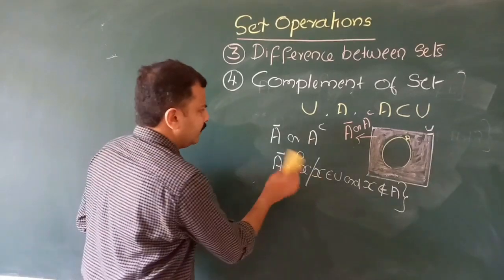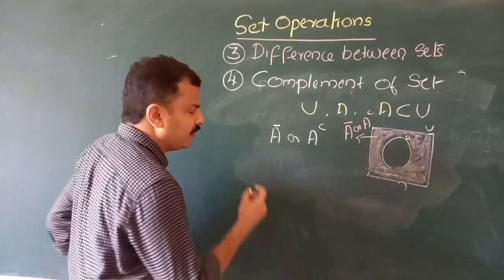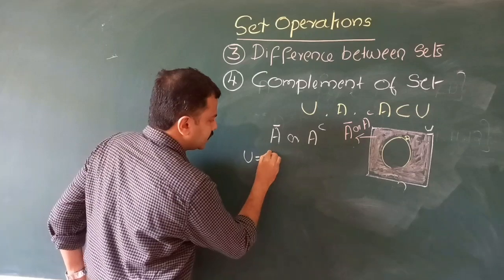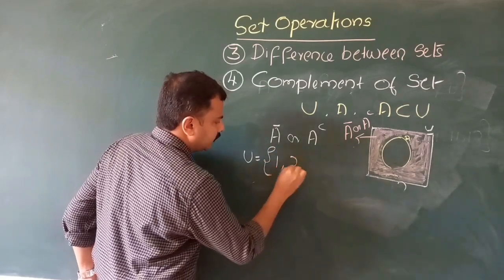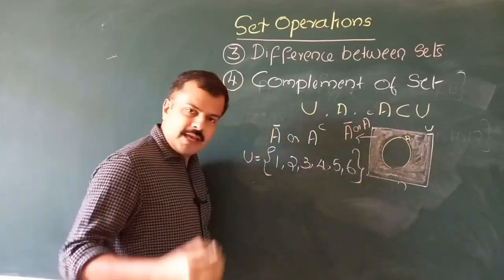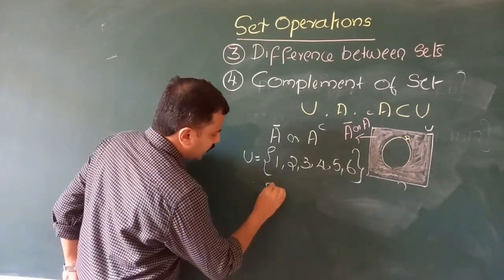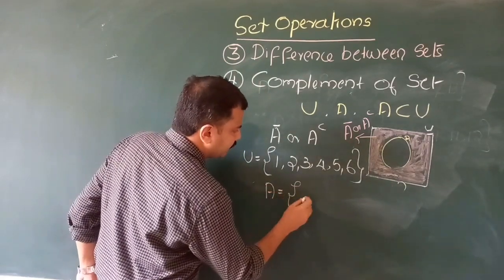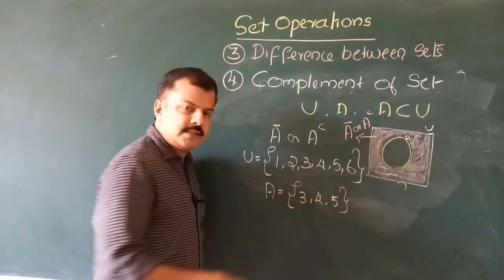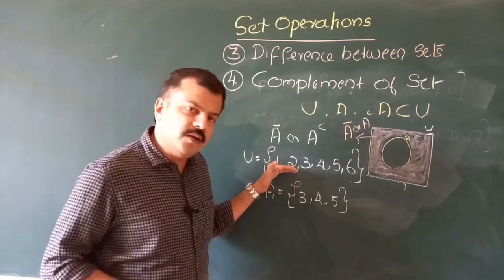Now let us explain this case with an example, hypothetically. Let us say we have a universal set, U equals say 1, 2, 3, 4, 5, 6. And we have a set A, which is obviously a subset of the universal set. We have a set A equals say 3, 4, 5. With these two sets, you can see that the set A is obviously a subset of the universal set.